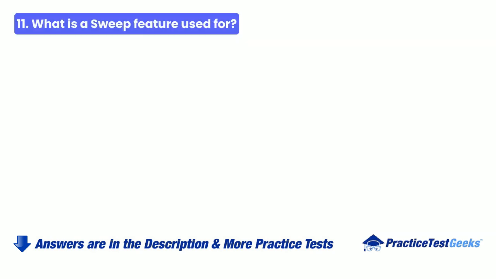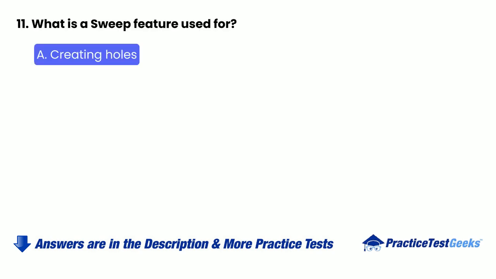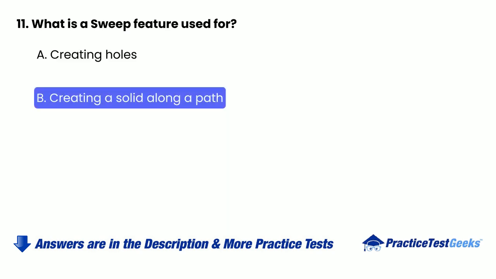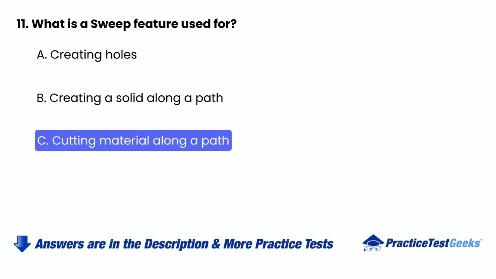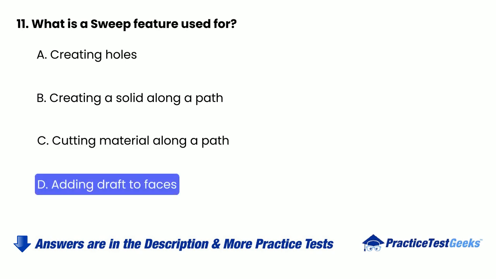11. What is a sweep feature used for? A. Creating holes. B. Creating a solid along a path. C. Cutting material along a path. D. Adding draft to faces.